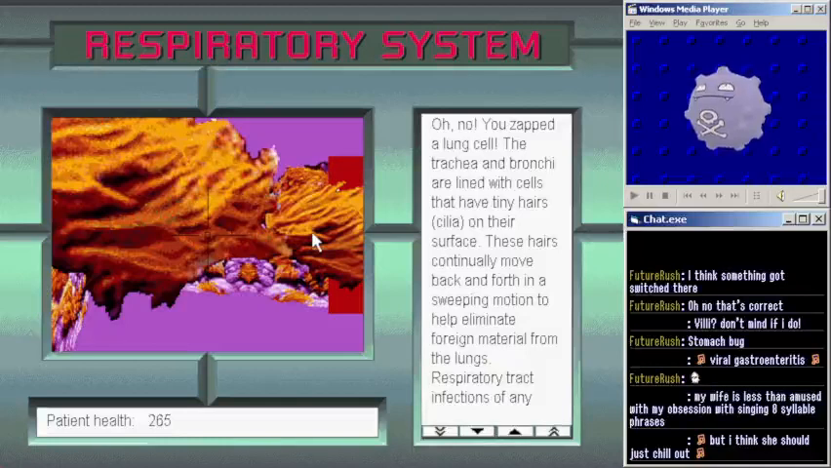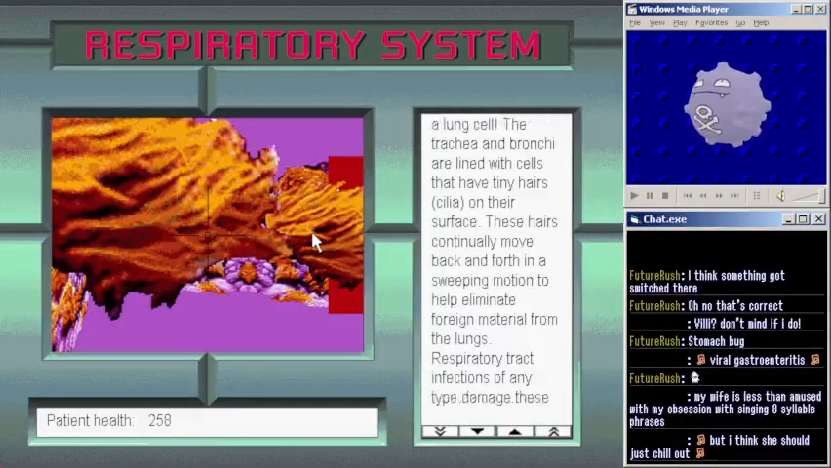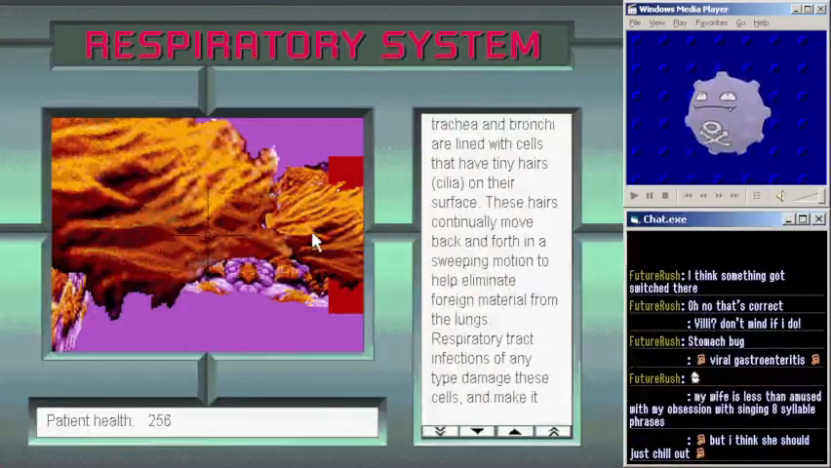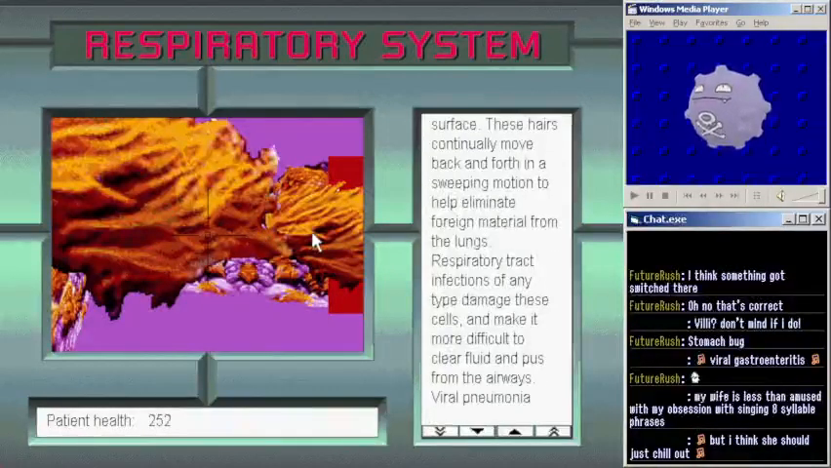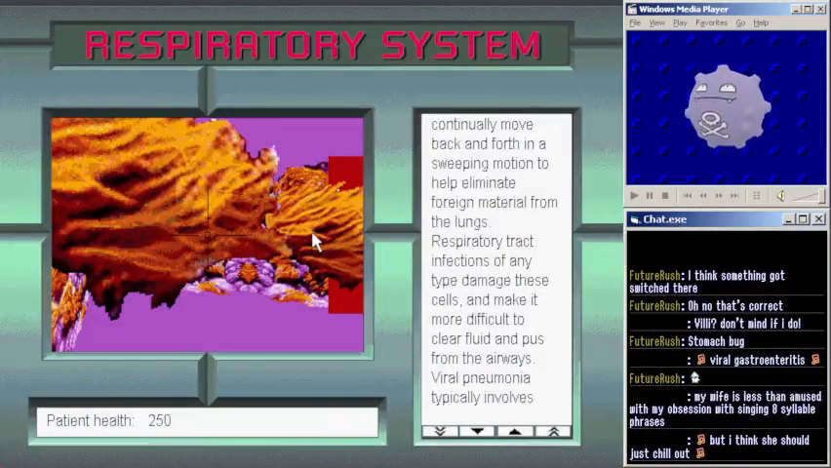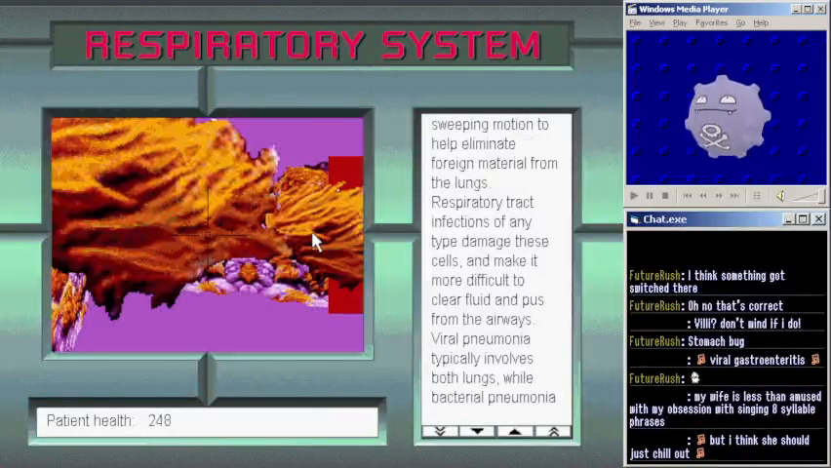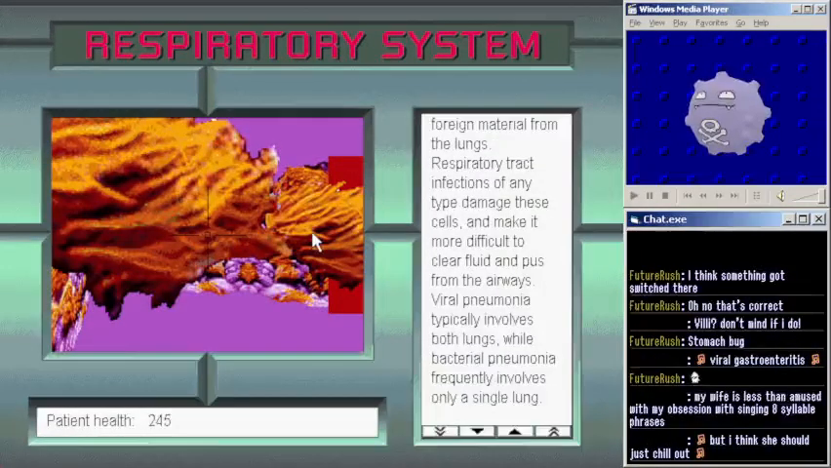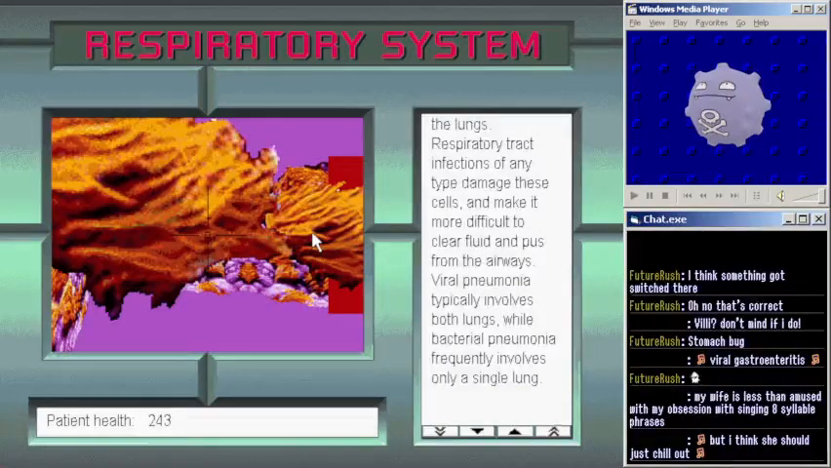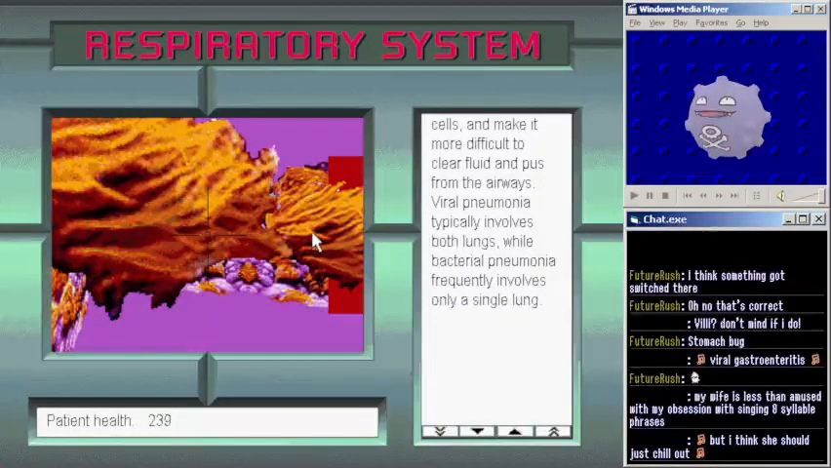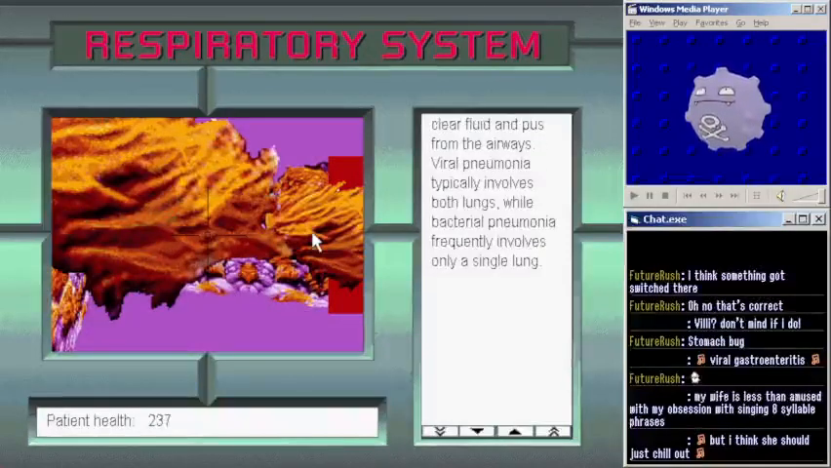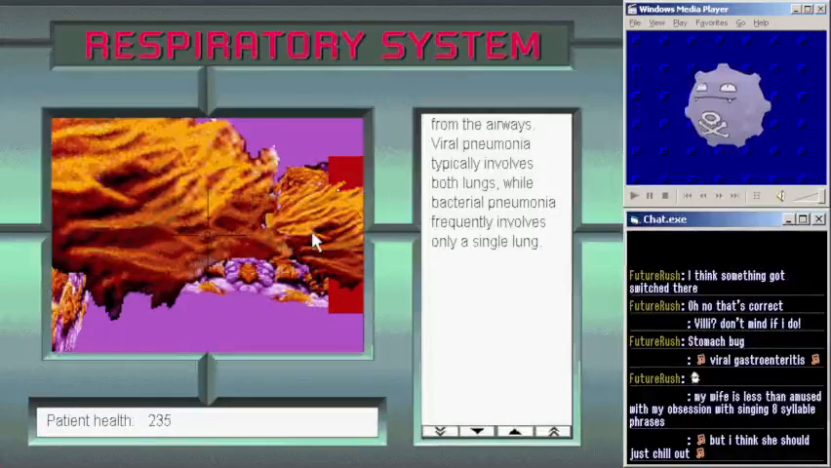The trachea and bronchi are lined with cells that have tiny hairs, cilia, on their surface. These hairs continually move back and forth in a sweeping motion to help eliminate foreign material from the lungs. Respiratory tract infections of any type damage these cells and make it more difficult to clear fluid and pus from the airways. Viral pneumonia typically involves both lungs, while bacterial pneumonia frequently involves only a single lung.